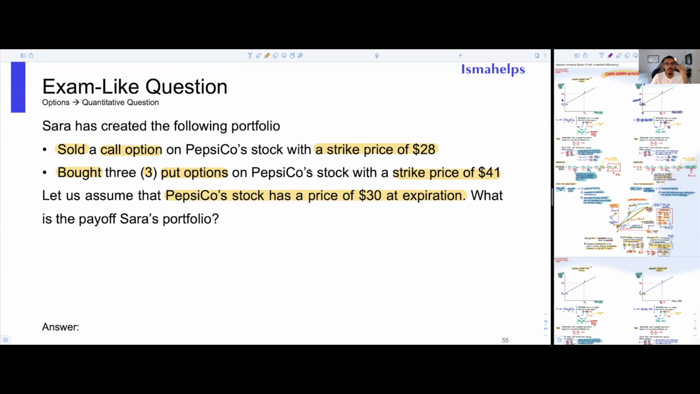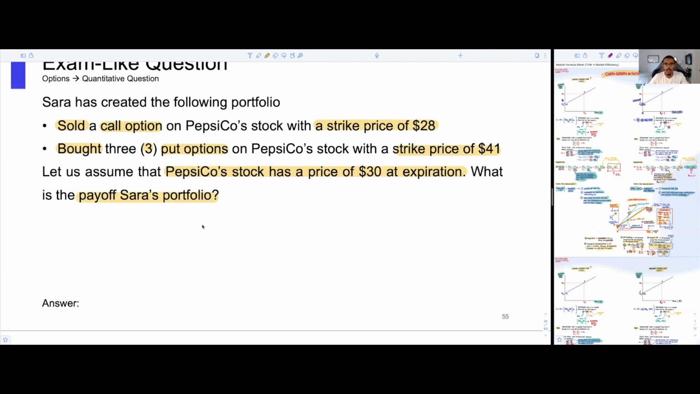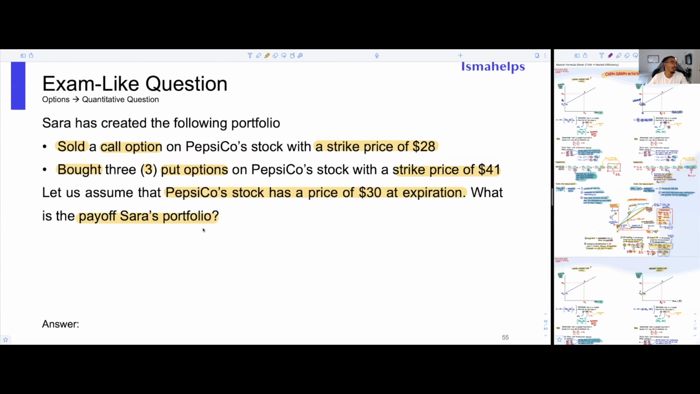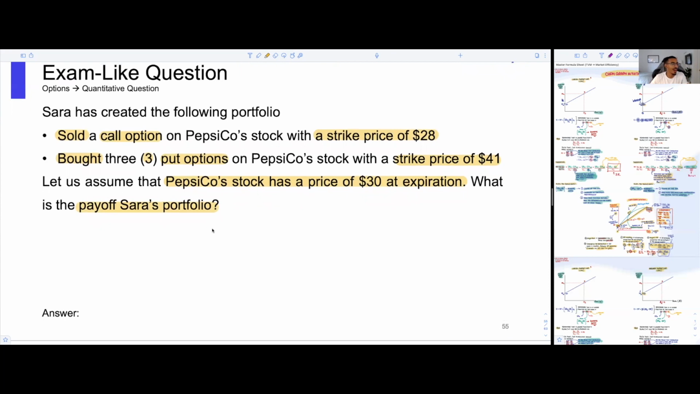So we want to know what's the payoff of Sarah's portfolio. That's our mission, and it's always going to be our mission with these types of questions: solving for the payoff or even the profit. I really can't stress how easy this is. I'm going to show you the steps to take.